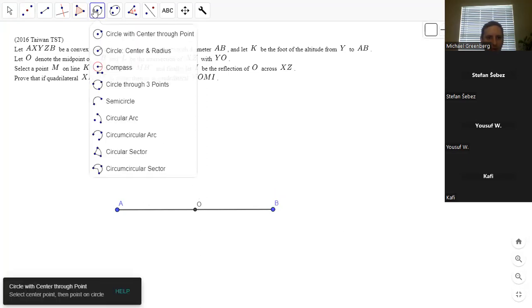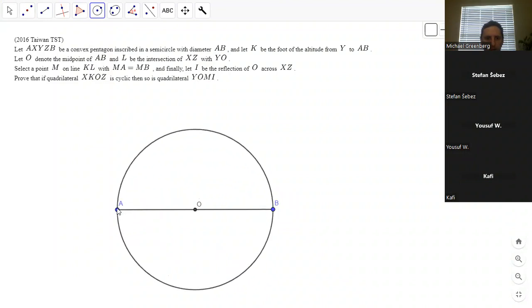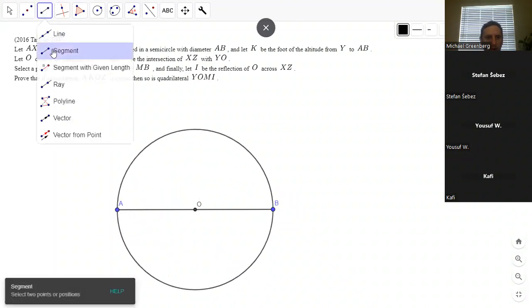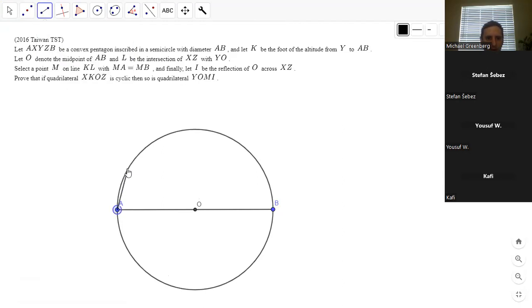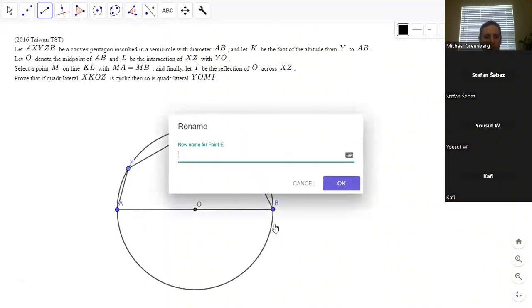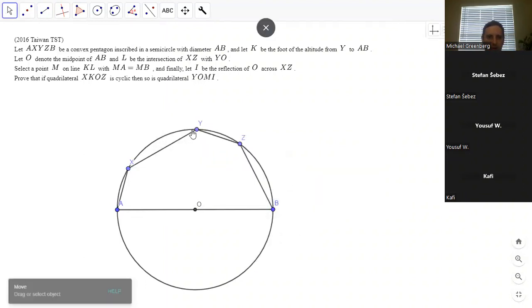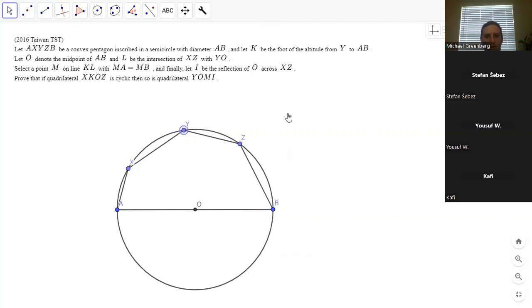So we have a semicircle, diameter AB. So we have A, X, Y, Z, and they're all in that order. X, Y, and Z are three points. I'm going to make Y so it doesn't look like it's the midpoint of the arc. O is the midpoint, L is the intersection of XZ with YO.